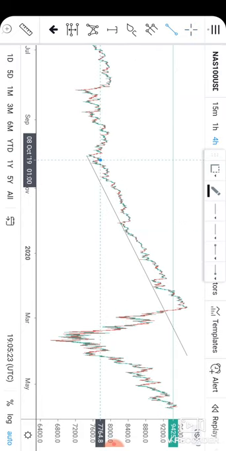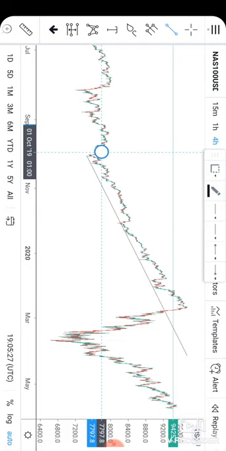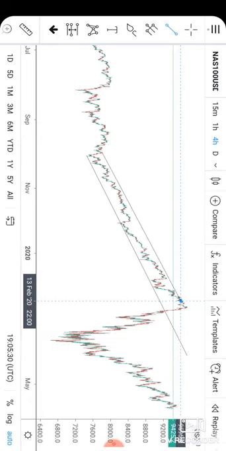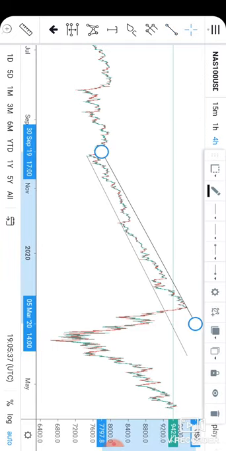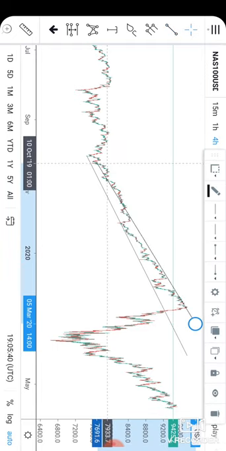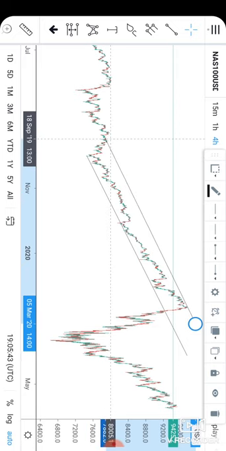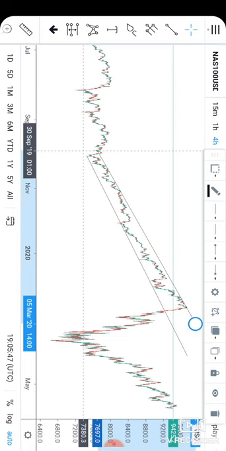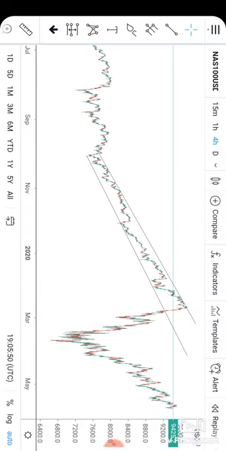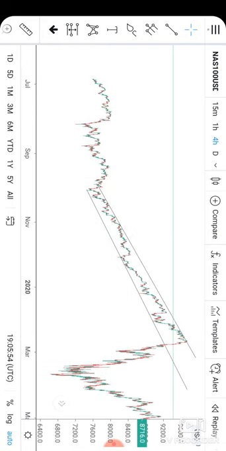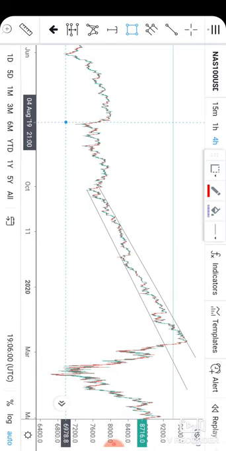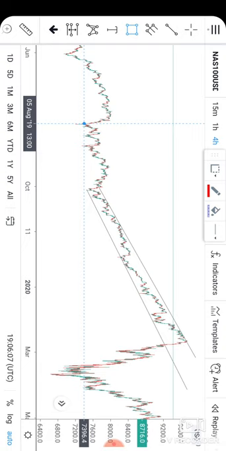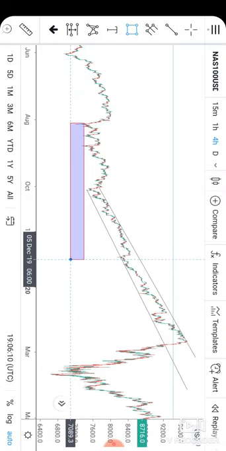So don't forget, this thing always moves in channels. Nasdaq always moves in channels. I just hope you know what a channel is. So we have that channel. Yeah, so we have something like that, guys, as you can see. And then we have what here? We have a major support here. Guys, sorry, I don't know why my phone is doing that. And then we have this support there.